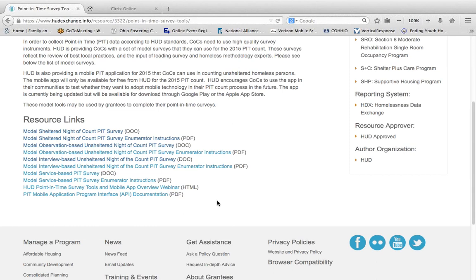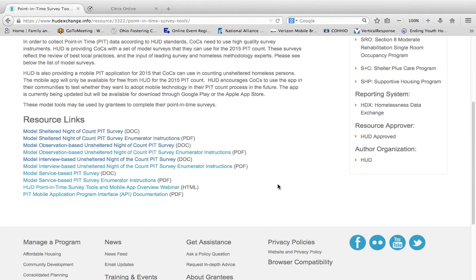Instead of us, as far as Ohio, creating or updating enumerator surveys this year, we're just referring people to these. I do believe that Christina and Erica are going to have some specific materials for the balance of state, for those of you from the 80 most rural communities. But for everyone else, this just gives you some ideas of what HUD has created this year.